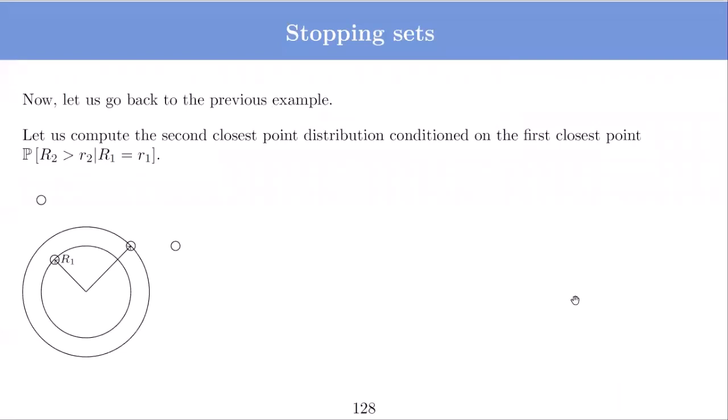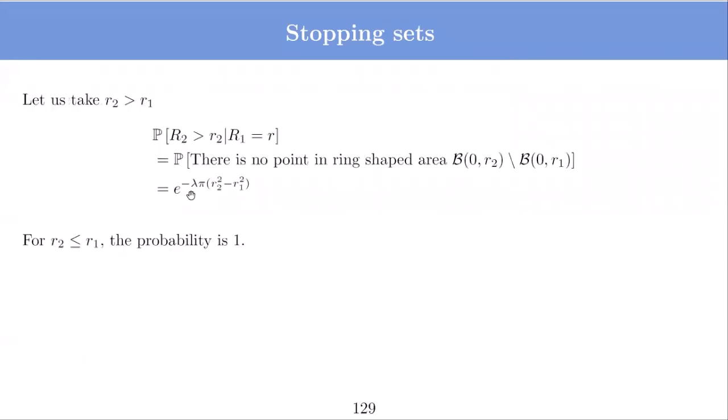So where can we use this result? Let us compute the second closest point distribution conditioned on the first closest point. If the first closest point is located at distance small r1, then what is the probability that the second closest point is more than r2 distance away? Okay, so how do we compute this?